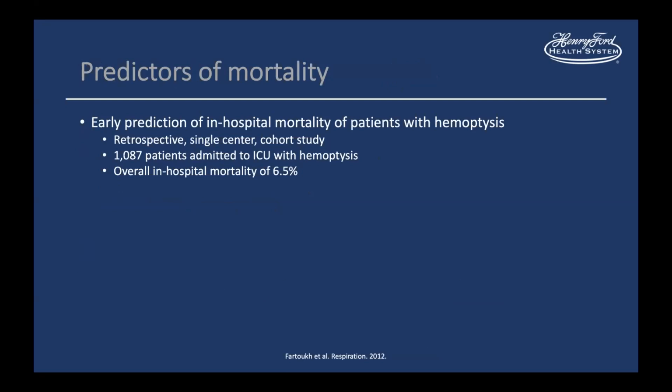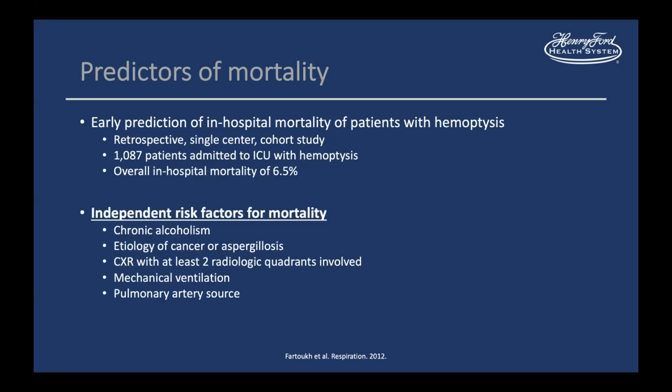So what are other predictors of mortality when it comes to hemoptysis? This was a retrospective study in 2012, over 1,000 patients, all comers for hemoptysis, mild, moderate, or severe, with hemoptysis being the primary reason for admission. In this study, they saw an overall in-hospital mortality rate of 6%. Independent risk factors that they determined included chronic alcoholism, etiology of cancer, aspergillosis, a chest x-ray showing at least 2 radiologic quadrants involved, mechanical ventilation, and pulmonary arterial source.